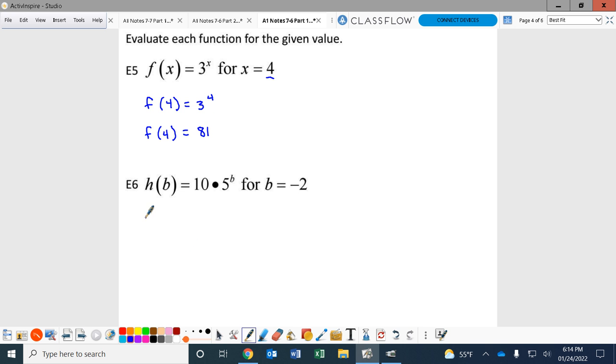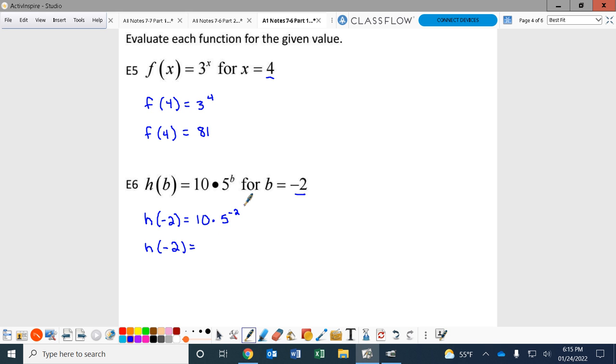Same thing on this next one. So it's going to be h of b, but in this case, b is going to be replaced by the -2, which makes it 10 times 5 to the -2 power. Guys, this is just calculator work. You're just plugging it in and typing it in the calculator. This would be 10 times 5 to the -2.